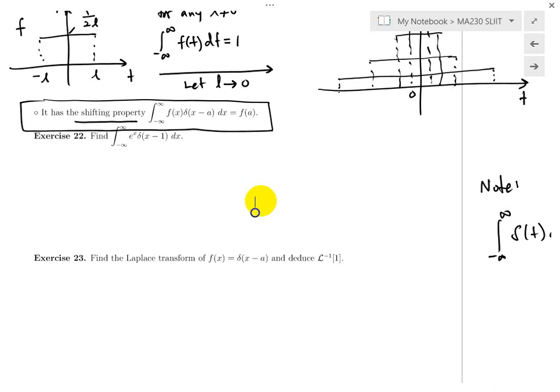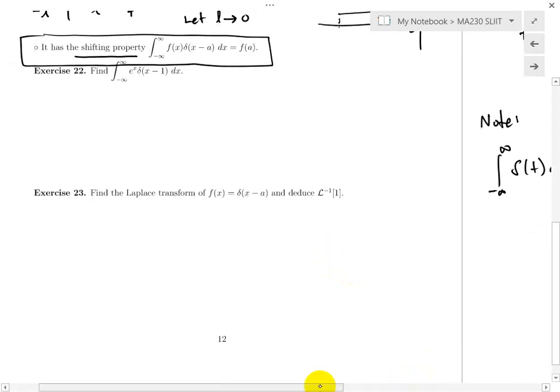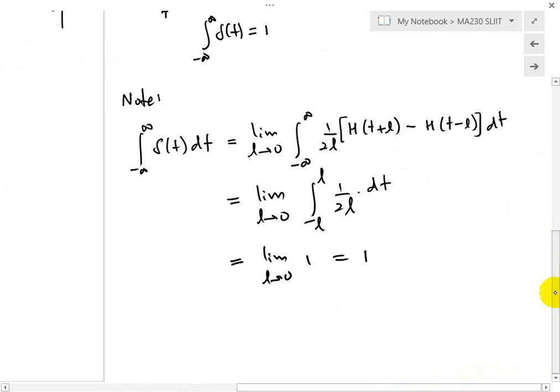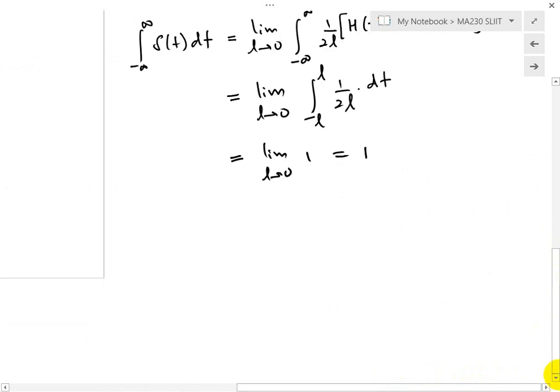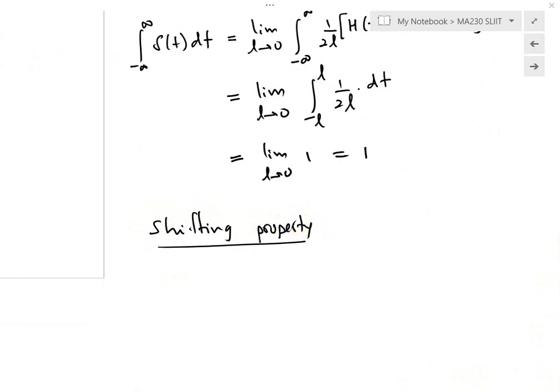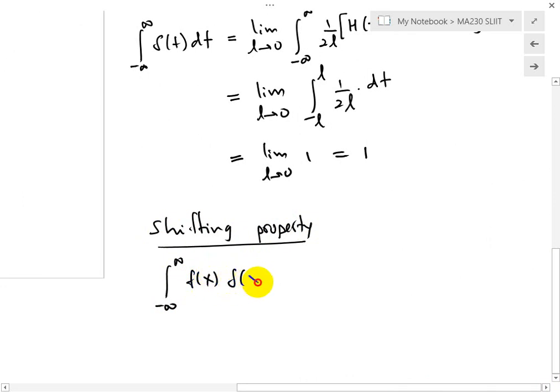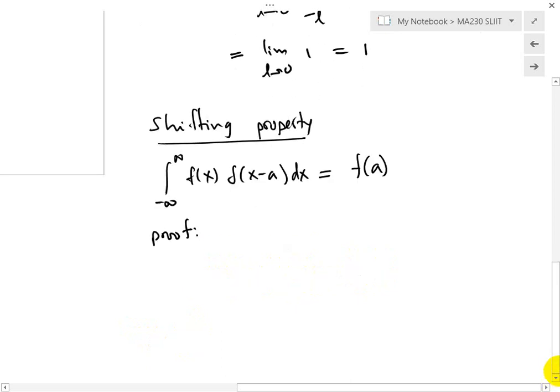If you are still not convinced, I can give a small proof. Say for the shifting property, what we are saying is, integrate from minus infinity to infinity the function f of x multiplied by delta of x minus a, dx. This is the same as evaluating the function f at a. Right, very nice property. So here's a quick proof. This is not a very rigorous proof, but I think you can follow.